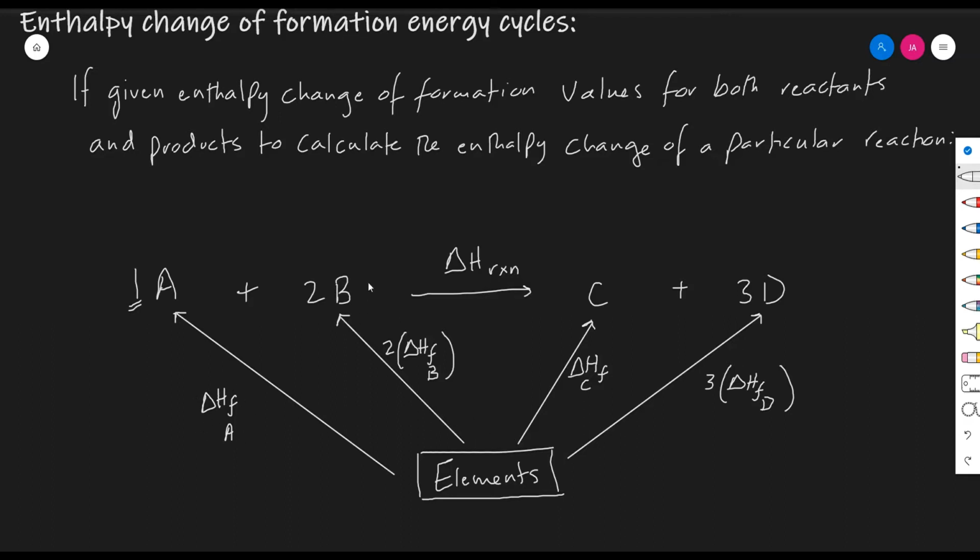The same applies for reactant B. By definition, the enthalpy change of formation is the enthalpy change when 1 mole of B is formed from its elements. But here we're forming 2 moles of B, and thus the enthalpy change of formation would be multiplied by 2. The same applies for product C and product D, which is multiplied by 3 moles here. All arrows, when given enthalpy changes of formation, are pointing upwards, while when given enthalpy changes of combustion they would be pointing downwards towards CO2 and H2O.